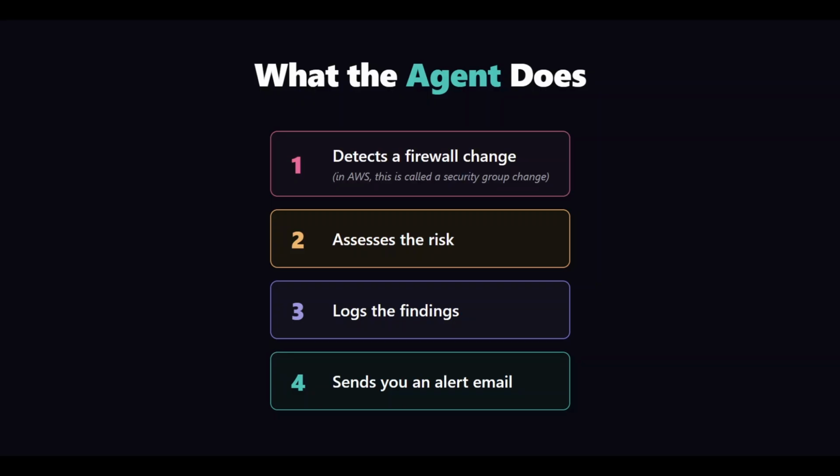Today, we're looking at an AI agent that detects a firewall change. In AWS, that's called a security group change. Then, it assesses the risk, logs the findings, and sends you an alert email. The agent does all this on its own. No rules, no if statements, just a goal and tools.